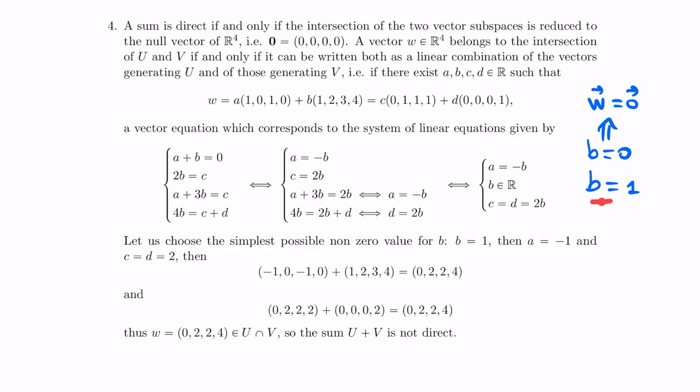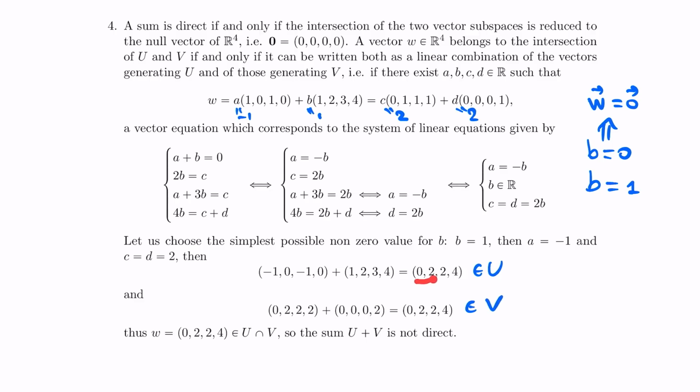Let's now see what happens when B is equal to 1. In this case, we have that A is equal to -1, B is equal to 1, C is equal to 2, and D is equal to 2. Now, this linear combination gives rise to this vector here, which belongs to U, and this linear combination gives rise to this vector here, which belongs to V.